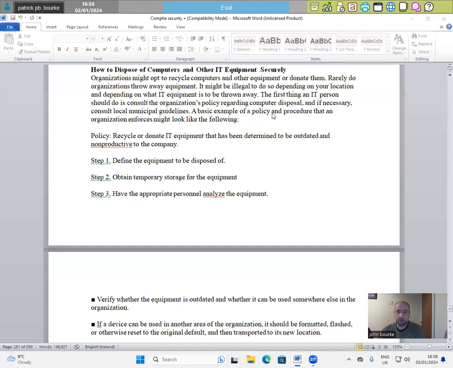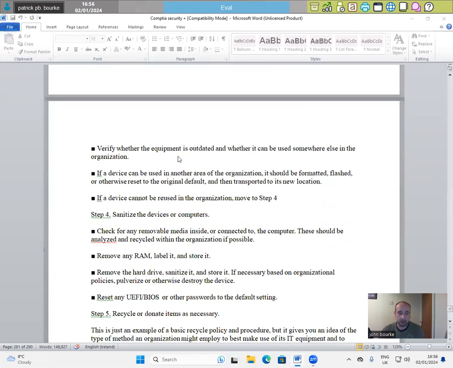A basic example of a policy and procedure that an organization enforces might look like the following. Policy: recycle or donate IT equipment that has been determined to be outdated and non-productive to the company. Step 1, define the equipment to be disposed of. Step 2, obtain temporary storage for the equipment. Step 3, have the appropriate personnel analyze the equipment, verify whether the equipment is outdated and whether it can be used somewhere else in the organization.